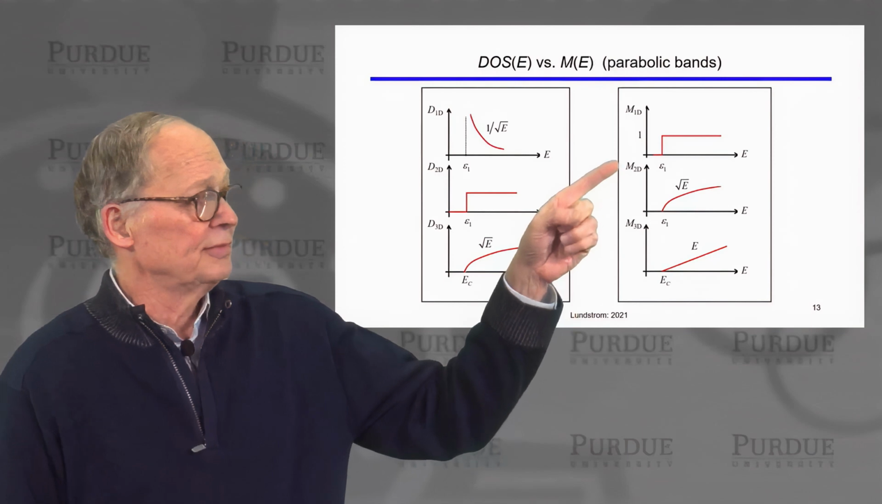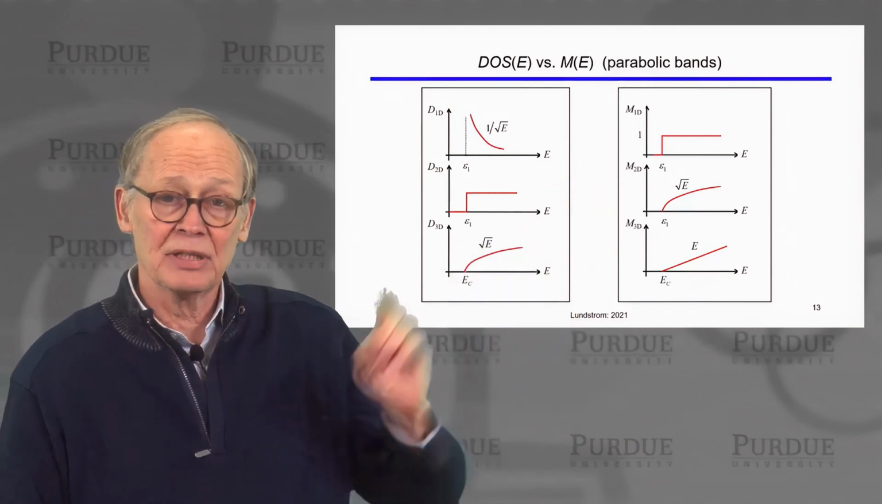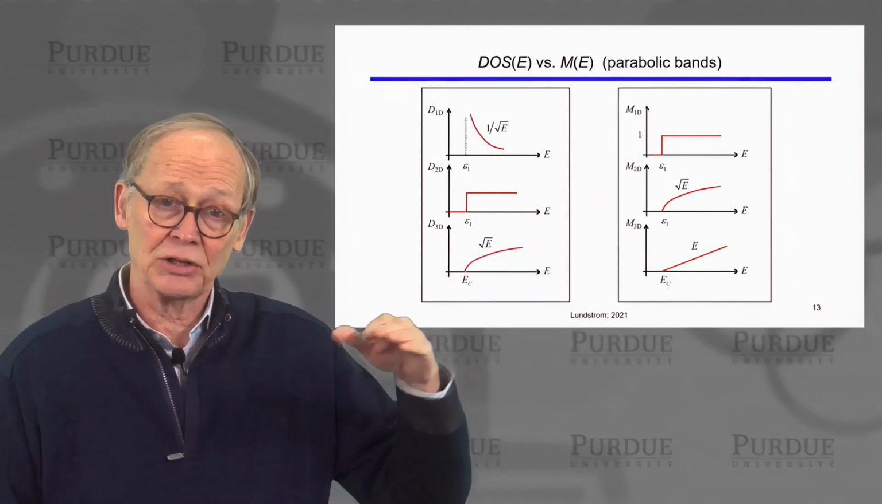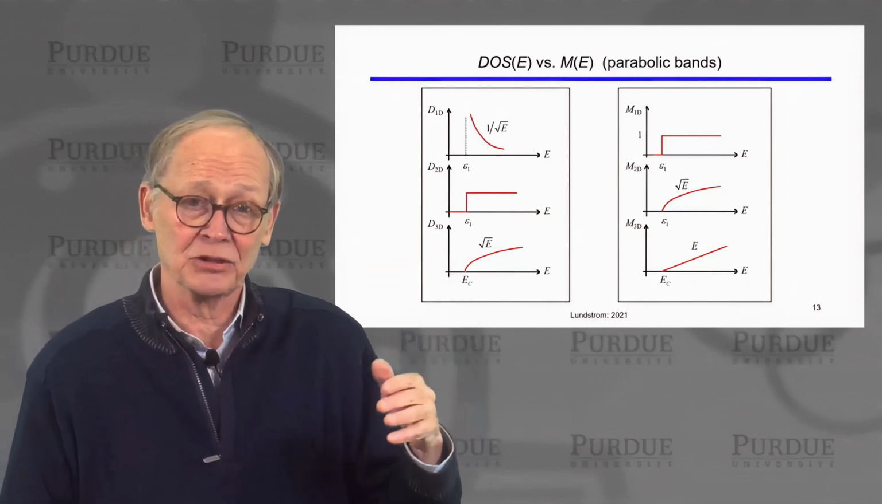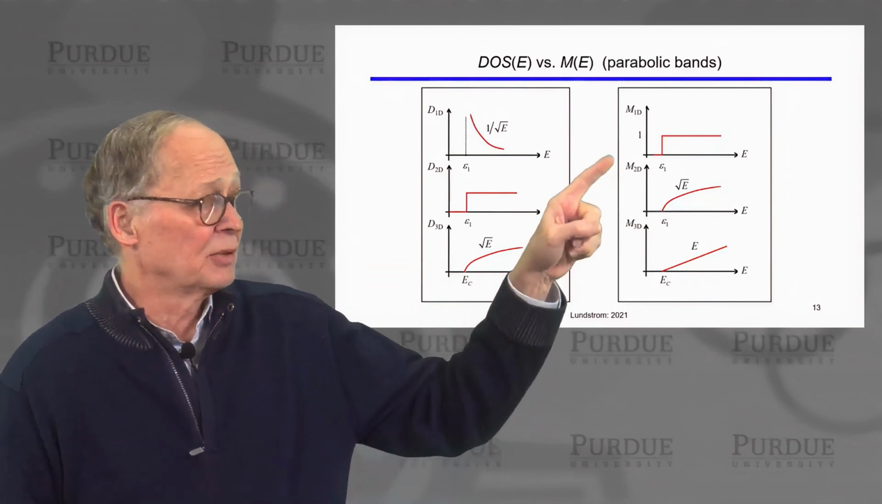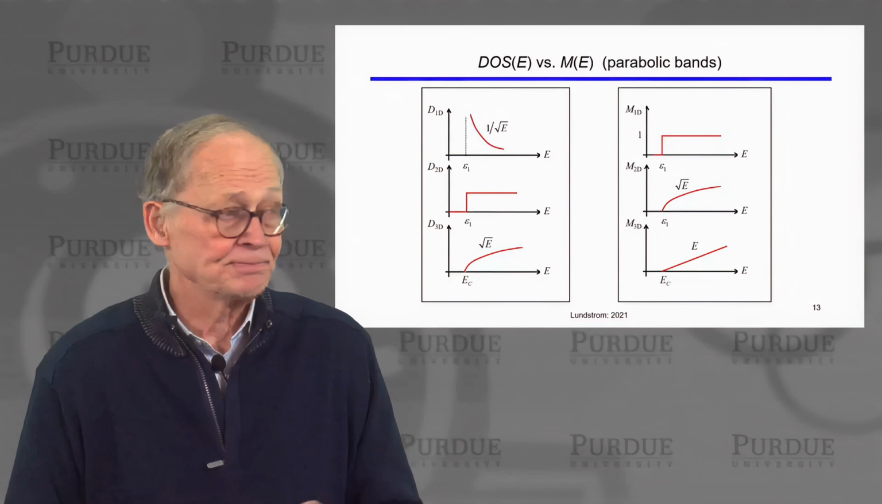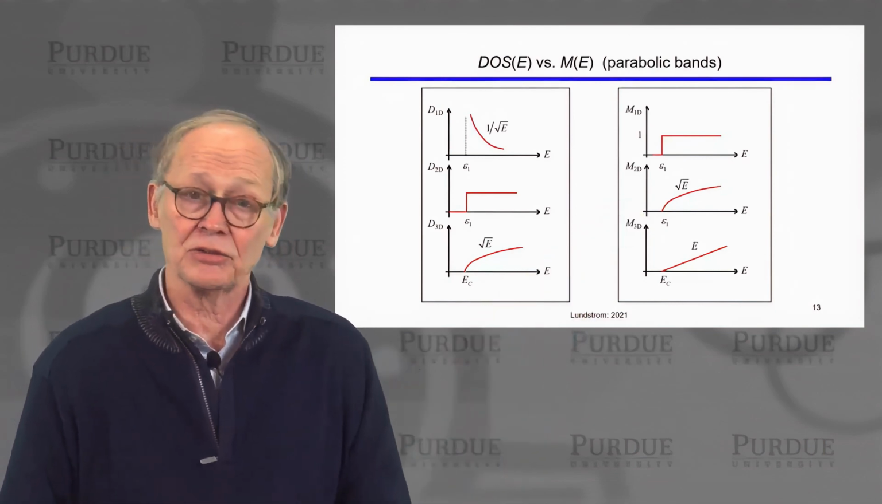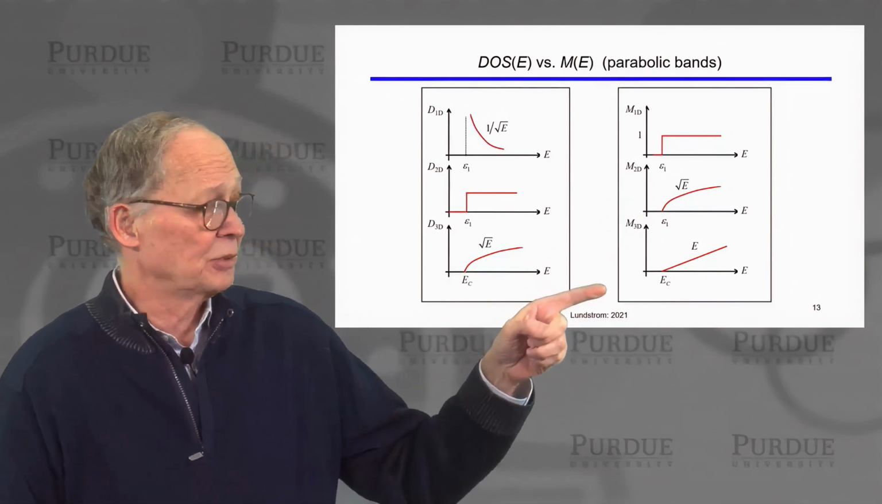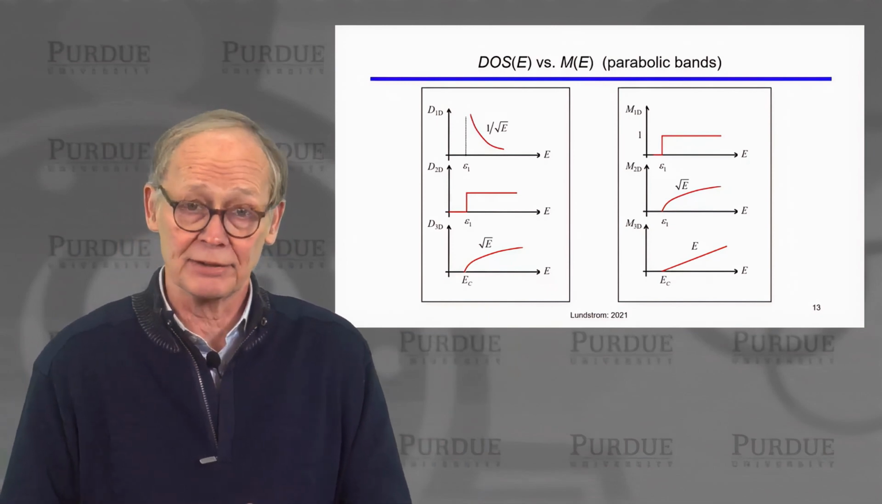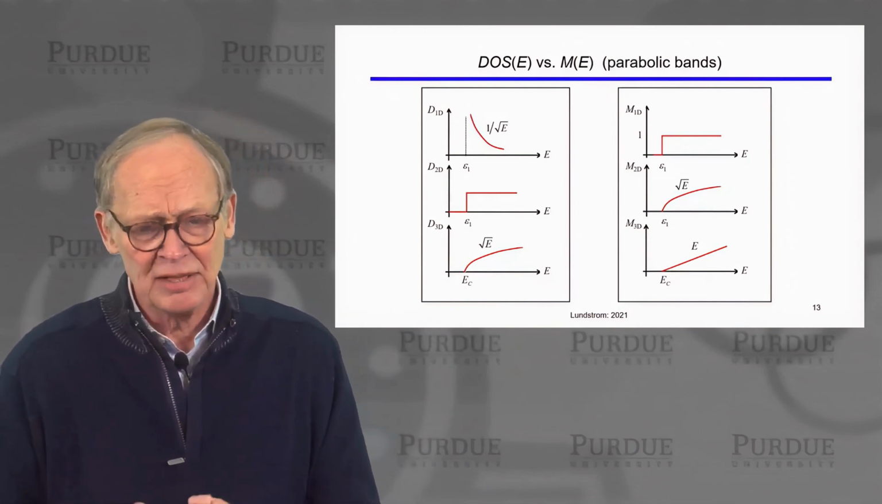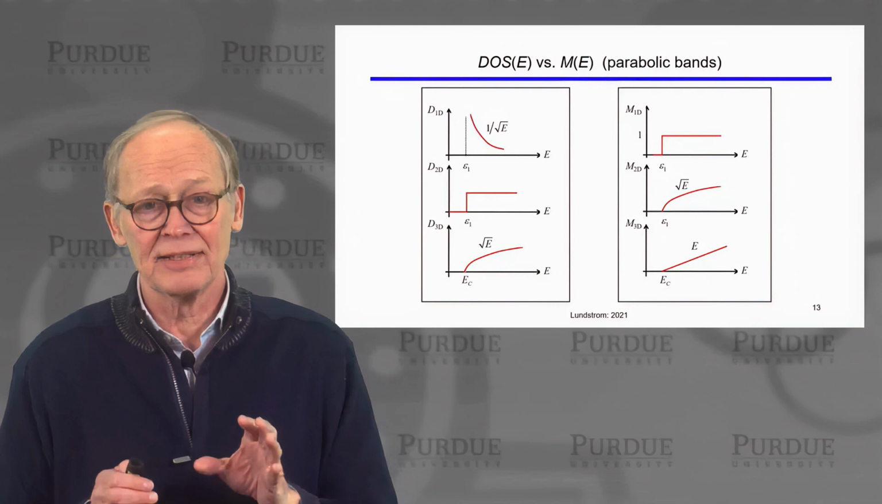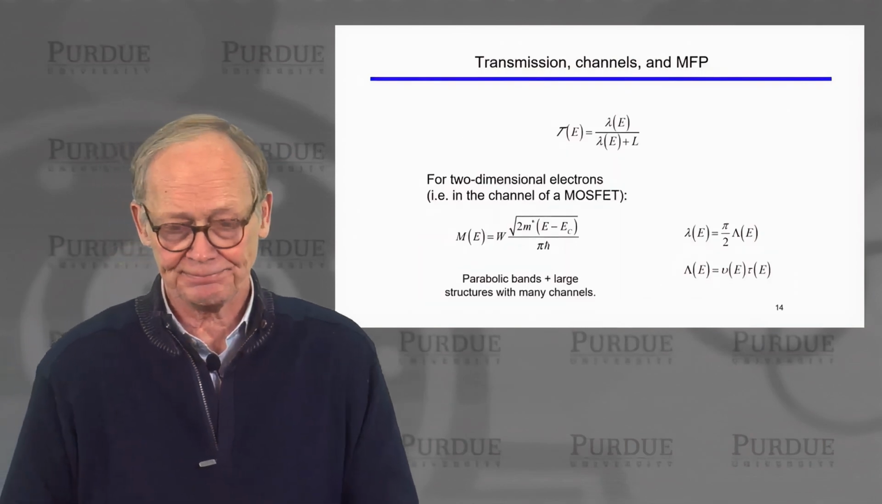So in 1D for parabolic bands, as long as I'm in the conduction band or valence band where there are states, the number of channels is independent of energy. In 2 dimensions, it'll go as the square root of energy, and in 3 dimensions, it'll go linearly with energy. Okay, so that's our energy-dependent number of channels.